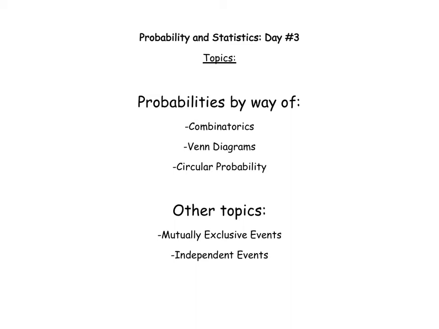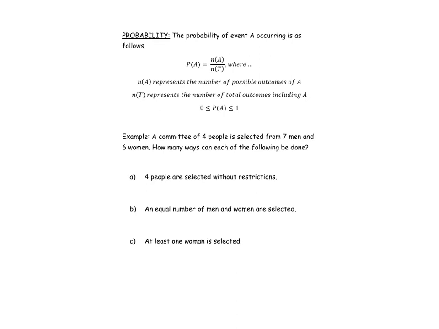Let's get started. So this basic idea of probability is as follows. The probability of event A occurring is n of A over n of t, where n of A represents the number of possible outcomes of A, and n of t represents the number of total outcomes possible, including A. Our probability in any case will always land between 0 and 1 inclusive. So let's look at an example.